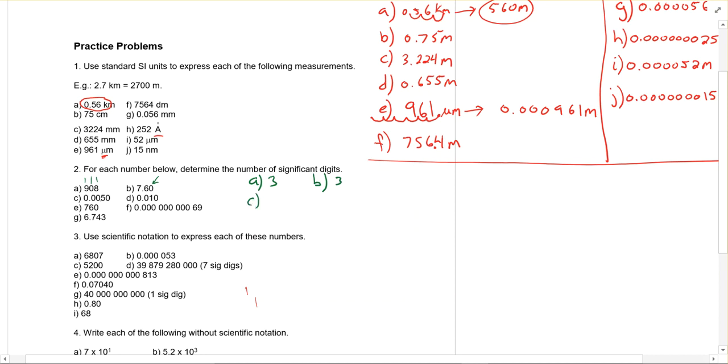C, there are only 2, right? Start from the first non-zero number, working your way to the right. So there's only 2 for that one. D, there's 2 again. E, there are 3. F, there are only 2. And then G, we're in another room here, there are 4.